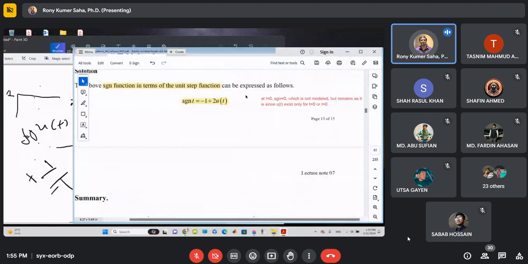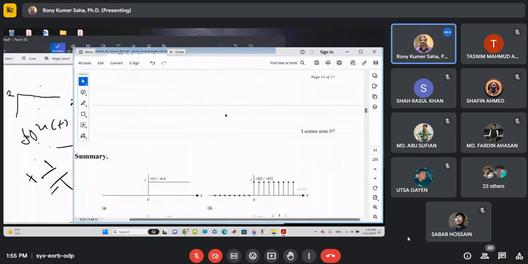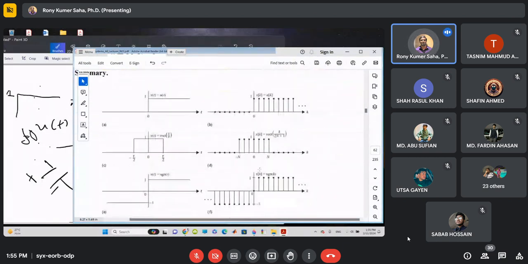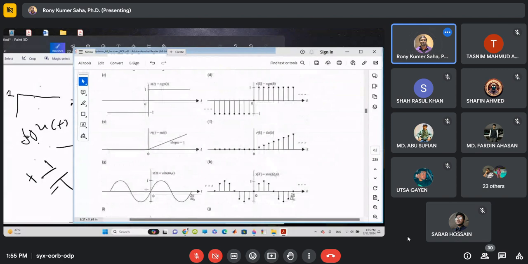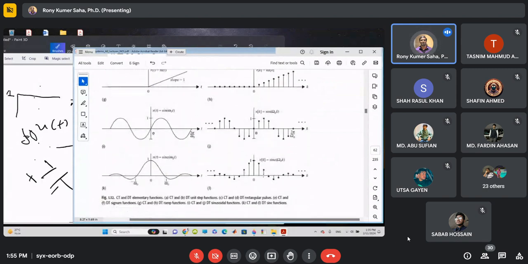Whatever we have discussed is all about continuous time. In a similar way you can see discrete time also, but the procedures are the same.